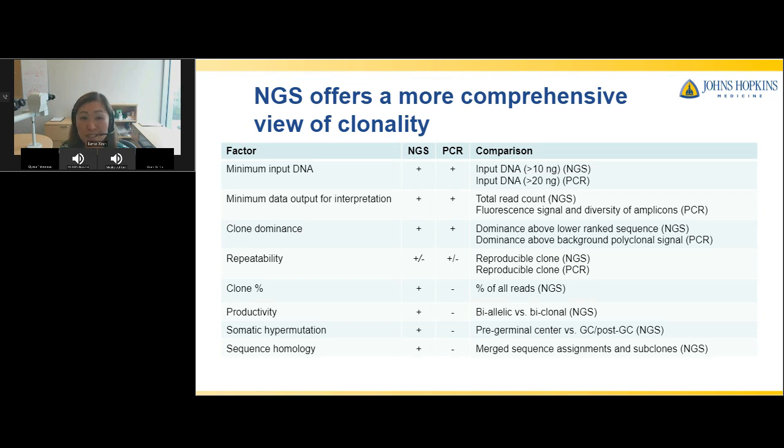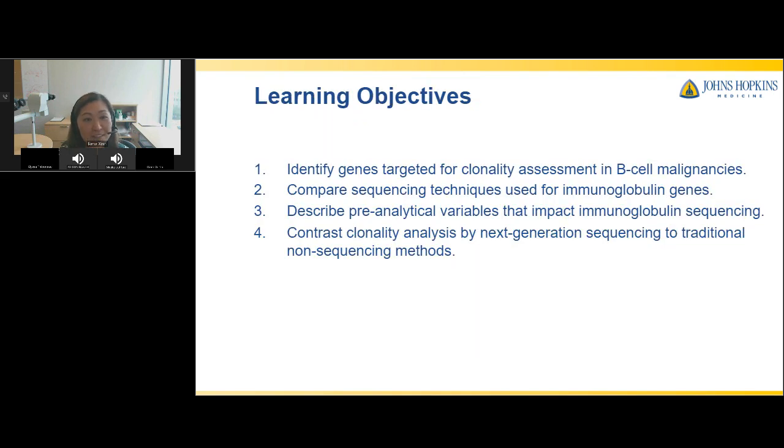It gives you the ability to distinguish biallelic versus biclonal proliferations based on productivity of the sequence. Again, because you know the sequence, you're able to determine if something is a pre-germinal center, i.e. immature B cell, or a mature B cell, and therefore obviously have the ability to assess somatic hypermutation. And then lastly, because unique sequences are generated, considerations for how to merge when they're the same clone versus subclones must also be considered, and that subclone can be detected by next-gen sequencing. And actually, that is the end of the talk.